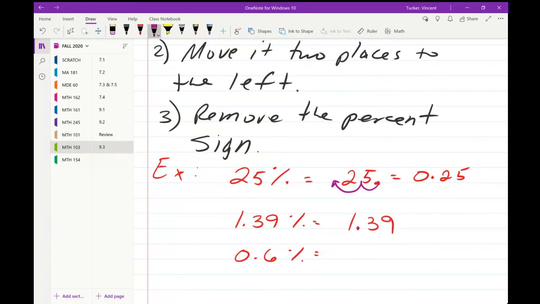1.39%, take the decimal 2 places to the left. So there was only 1 digit to the left of your decimal, so you need a 0 as a placeholder. So that's 0.0139.